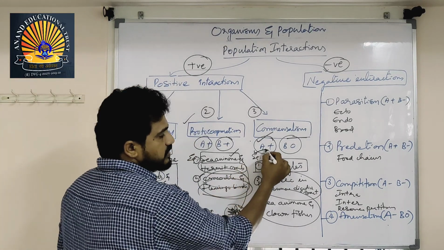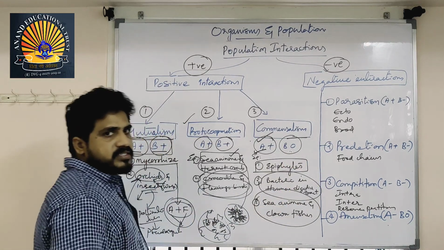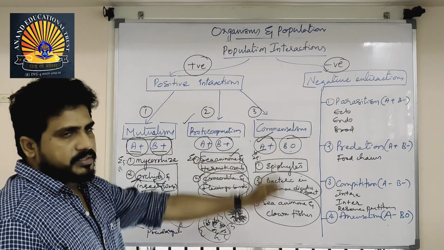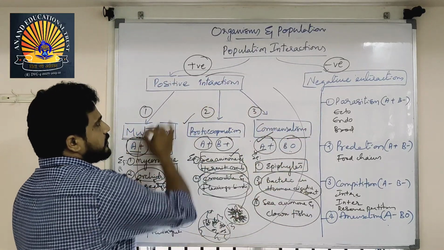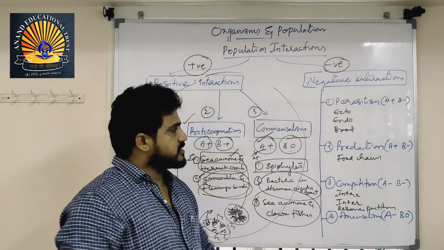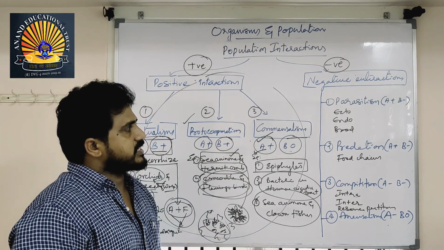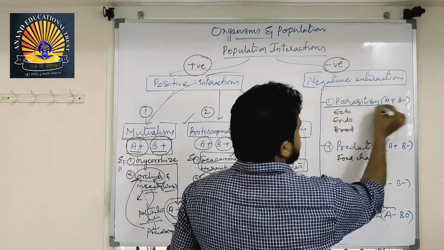So here these are clownfishes, and this is the sea anemone. That's nothing but a Cnidarian. So all these are under the positive interactions. On the other hand, negative interactions are there. The first one is parasitism.